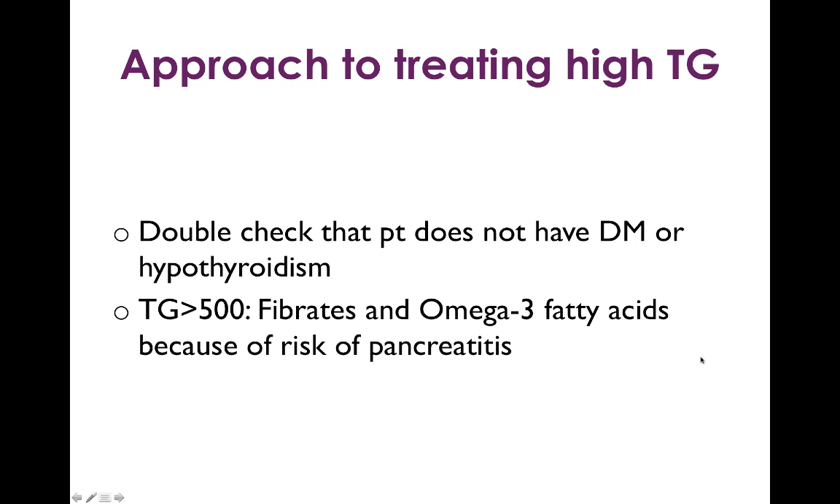I think from a practical standpoint, first make sure the patient doesn't have diabetes or hypothyroidism, because those are two very common things that really raise triglyceride levels. The upper limit of normal for triglycerides is 150 milligrams per deciliter. And you can have a patient come in with a lipid panel with a triglyceride of 400 milligrams per deciliter, and then you find out that their diabetes is uncontrolled. And if you get the diabetes under control with insulin or oral agents, you'll bring the triglycerides down. Same thing with hypothyroidism. So check for those. But if the patient has a triglyceride above 500 milligrams per deciliter, there's a high risk of pancreatitis, and I think in those patients, definitely treating with fibrates or omega-3 fatty acids makes a lot of sense to lower triglycerides.